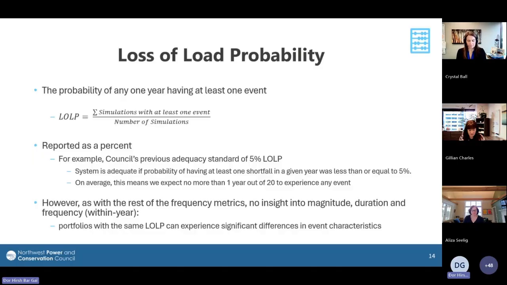And the bottom line, which is true for all the other frequency metrics, is that you could have many portfolios with the same frequency value, whether it's 5% LOLP, 0.1, or whatever you use, but they could have very different duration and magnitude metrics.